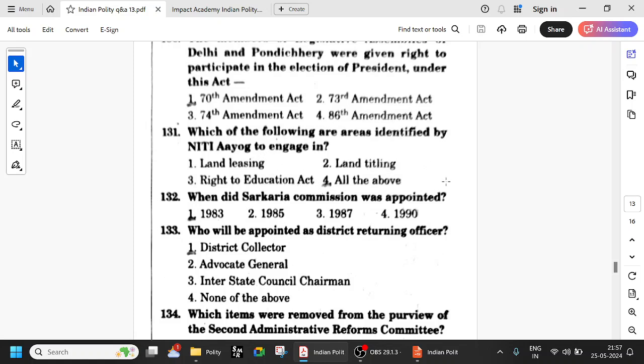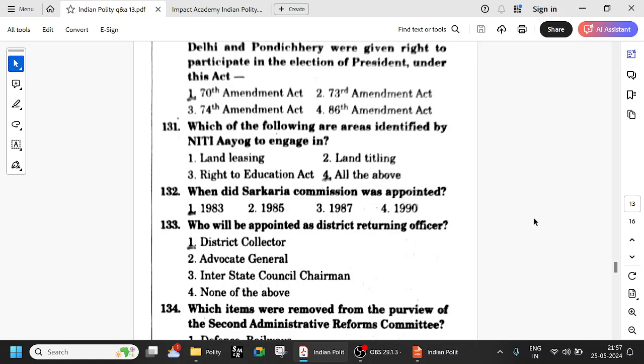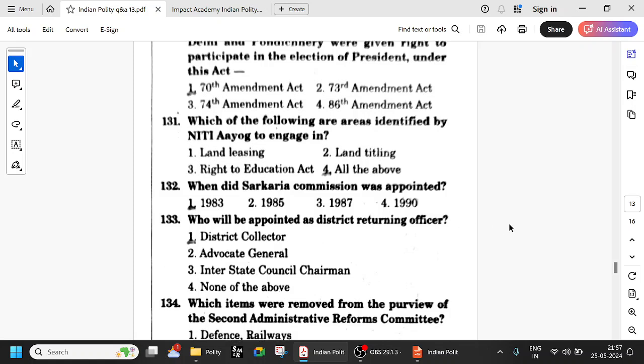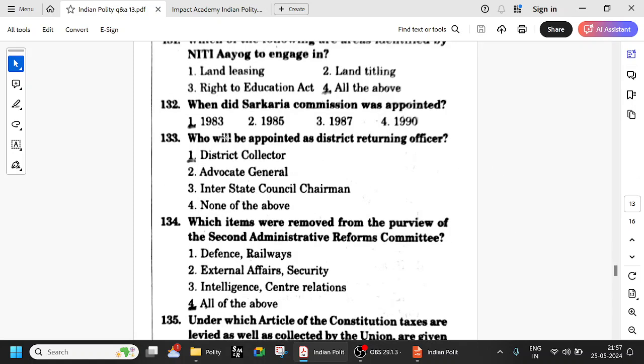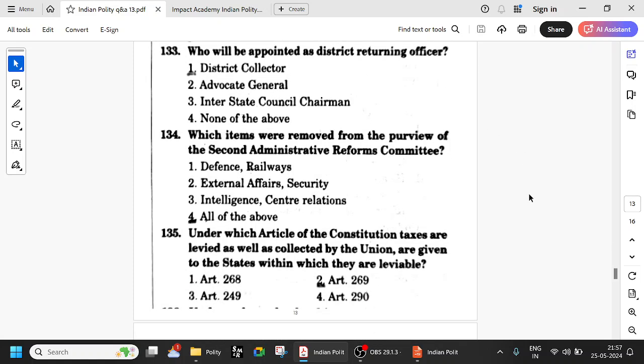When was the Sarkaria Commission appointed? Very fundamental, 1983. Okay, 1983 Sarkaria Commission. Who will be appointed as district returning officer? Obviously, the district collector, not all these other people. The district collector will be the district returning officer. Which items were removed from the purview of the second administrative reforms commission?